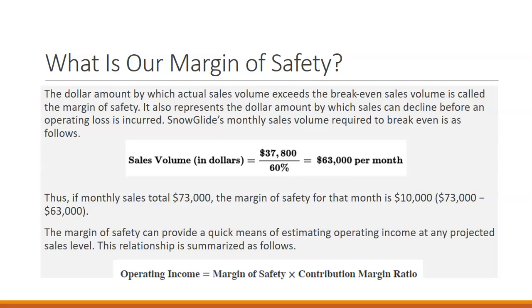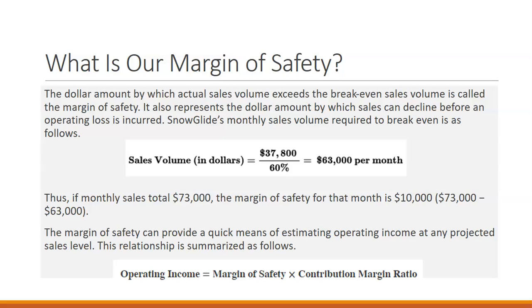What is our margin of safety? Well, the margin of safety is the difference between our current sales and the sales at which we need to break even. So what that margin of safety tells us is how far we can drop before we start operating at a loss. So we see here our break-even sales volume in dollars is $63,000 per month. That's the minimum amount that we need to have a zero operating income. Therefore, if we have monthly sales of $73,000, we have a margin of safety for that month of $10,000.